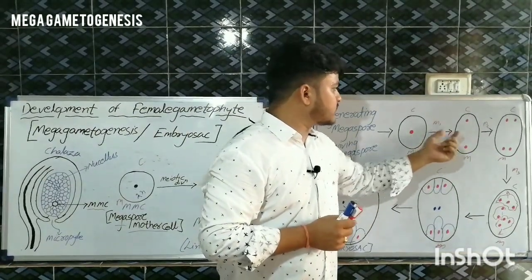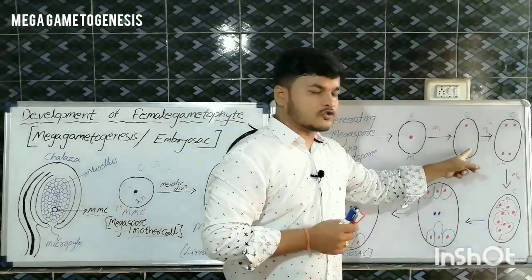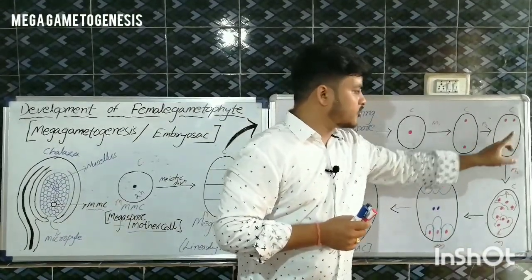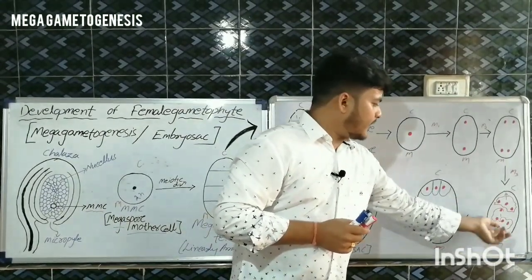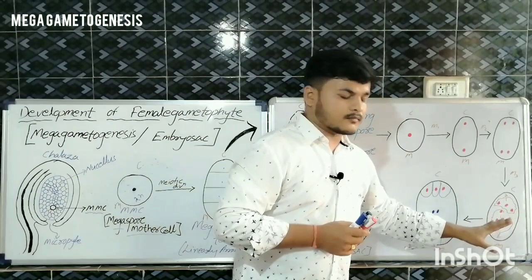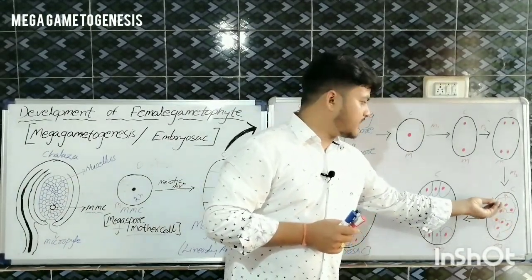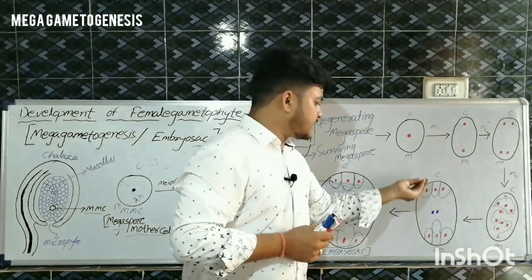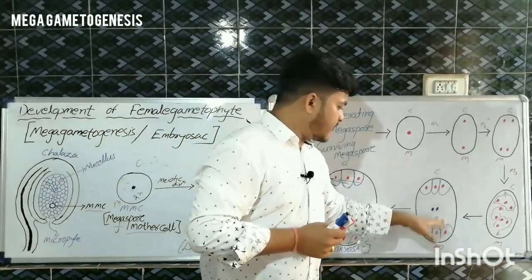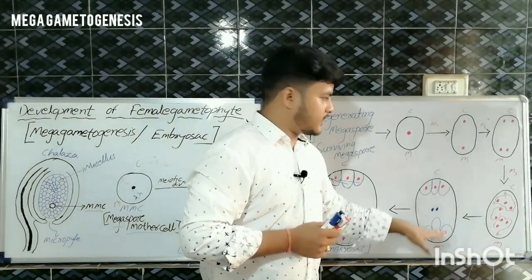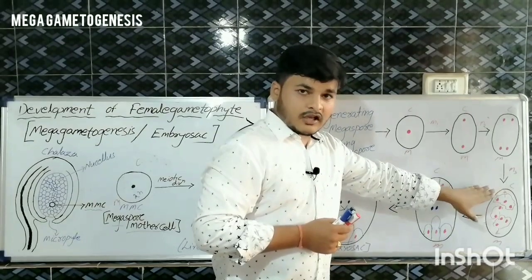So a single nucleus is there. Second stage, 2 nuclei, that means a single one is splitting into 2. Next 2 splitting into 4, and 4 splitting into 8. That means finally 8 nuclei are formed. Next the nuclei are going to arrange. So they are arranged at your chalaza end and your micropylar end. That means 3 are arranged at your chalaza end and 3 at your micropylar end. This is all about your nucleus division, that means your karyokinesis process.